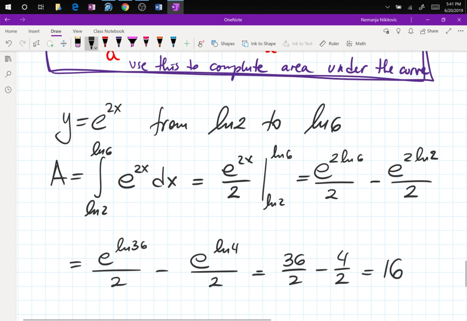Area under the curve, area under e to the 2x between ln 2 and ln 6 is exactly 16. Cool, right? I know. It's awesome.